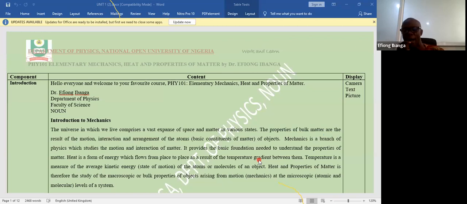So if I'm using the term gradient there, I imply that heat will flow from the region of high temperature to the region of low temperature. So the gradient is from high to low in this case, as if you are going down the slope of a hill. All right. Now, temperature is also a measure of the average kinetic energy of atoms, molecules of an object, and all that. We've talked about that. Now, heat and properties of matter is therefore the study of the bulk or macroscopic properties of objects arising from the motion, as from mechanics, if you like, at the microscopic level, that's at the atomic, molecular, or even subatomic level. All right, so take note of that.